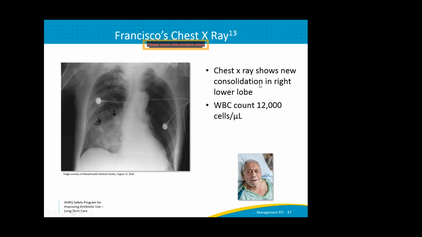I'm sorry, could everyone please make sure they're muted? This is very interesting. No, it's finished now.